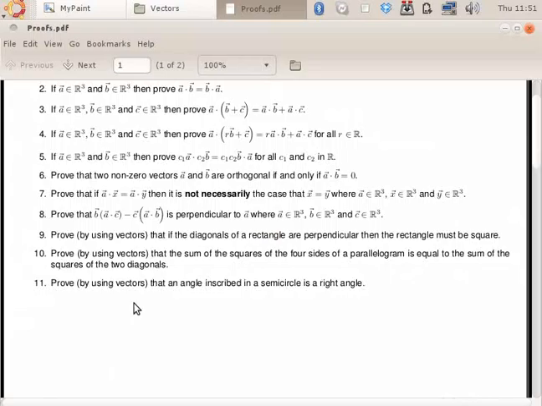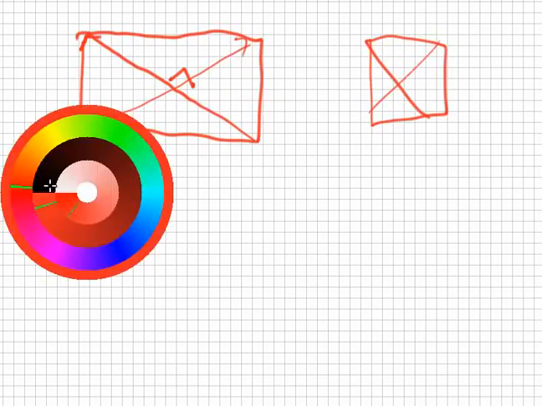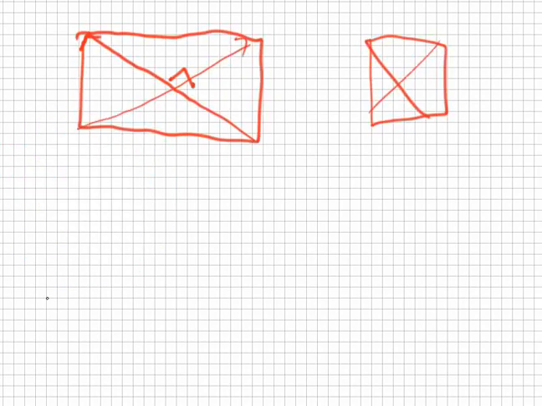Prove by using vectors that if the diagonals of a rectangle are perpendicular, then the rectangle must be a square. So what I mean by that is, you need to prove that if you have a rectangle, and if these two diagonals are in fact perpendicular, then it must be because you have a square. So how can we prove this? Well, the way we prove it is first by writing the problem as a vector. So we call this point O, this A, this B, and this one here C.